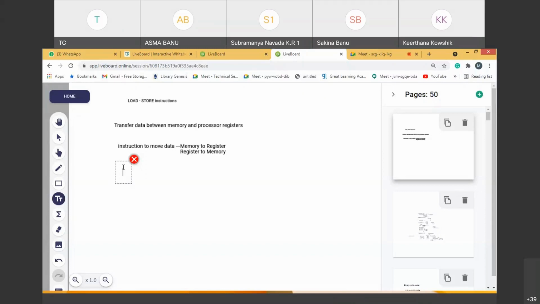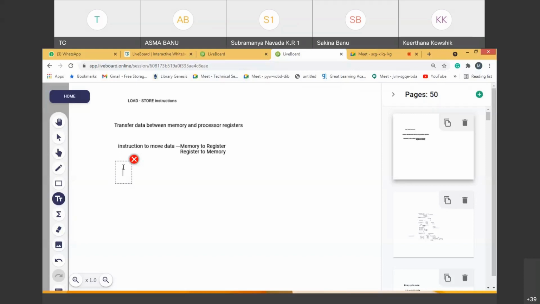The next thing is, if I want to fetch data from the memory, 8-bit, 16-bit or 32-bit data, or store data from the register to memory, we go ahead with specific instructions, which is called the load and store architecture in the ARM processor. Load and store instructions are specific instructions for transferring data between memory and processor register, or register and memory.